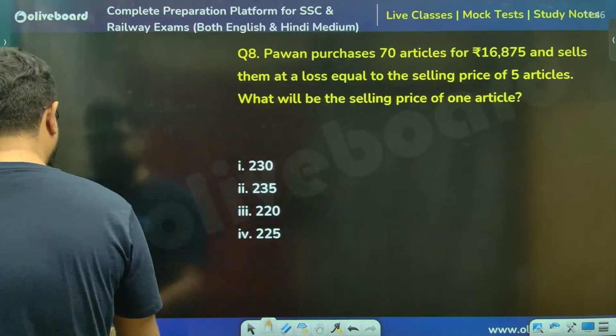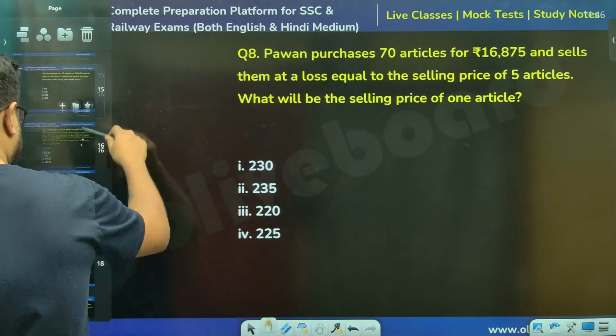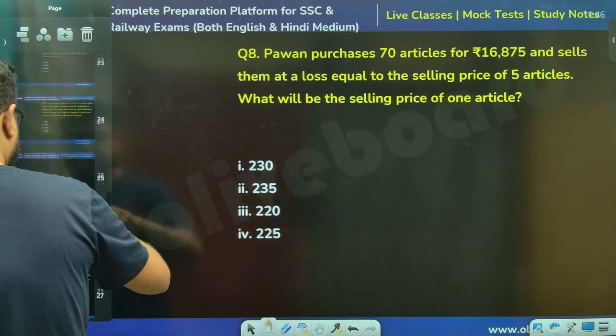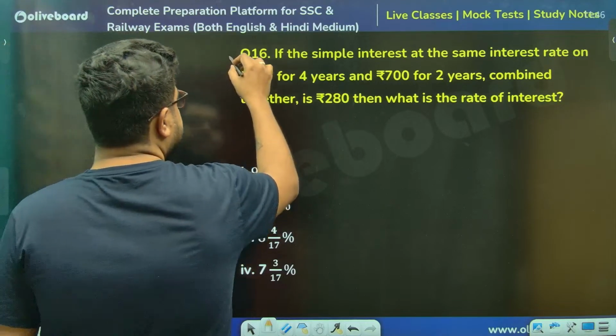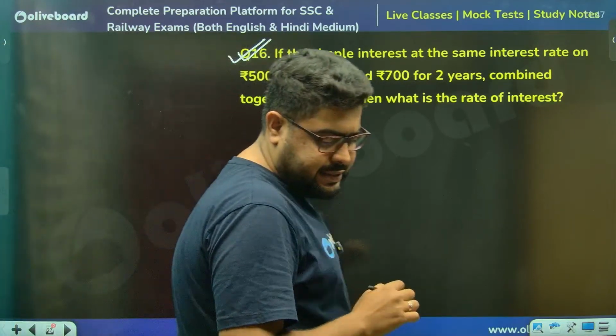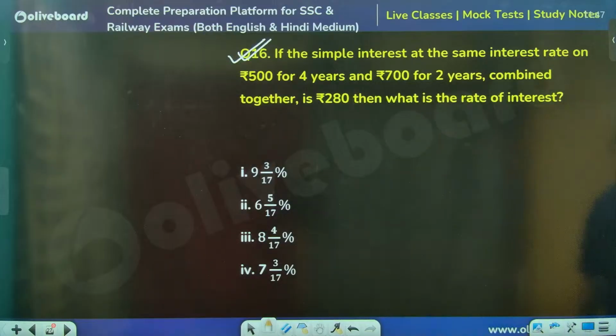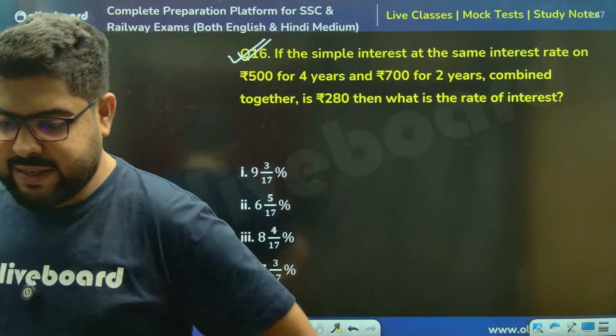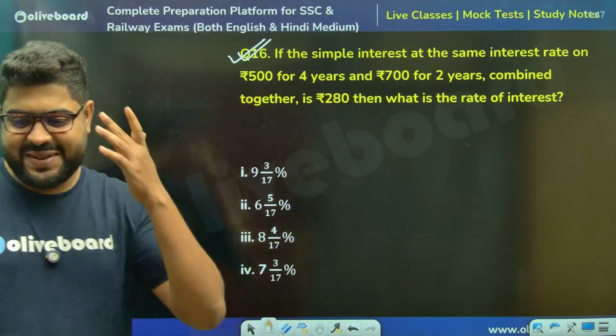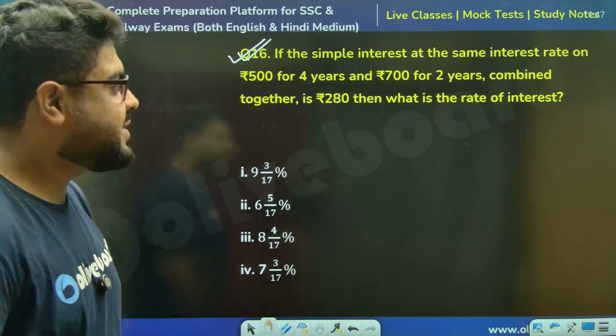अच्छा एक काम करते हैं सर, let's do a couple of questions from interest as well. ठीक है सर. जल्दी से बनाओ सर. Please do this as soon as possible. Simple interest is one of the very easy parts, very simple parts. नाम में ही simple है, right? So use that to your advantage.